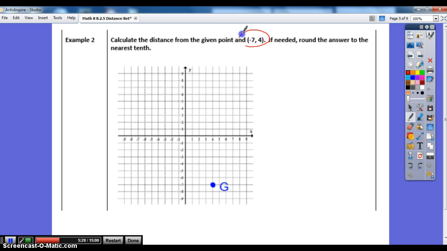Now we have to plot this one, a -7 and 4. So from the origin, where do I go? I always go left or right first. Which way do I go? Left or right? Left to the -7 right here. Now where? Up or down? Up to the 4. So we need to find the distance now between those two given points.